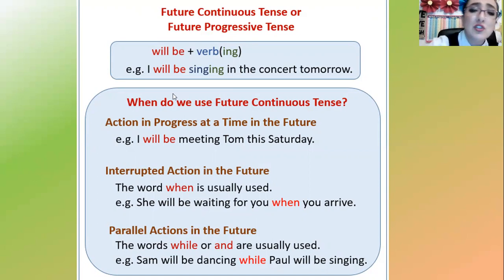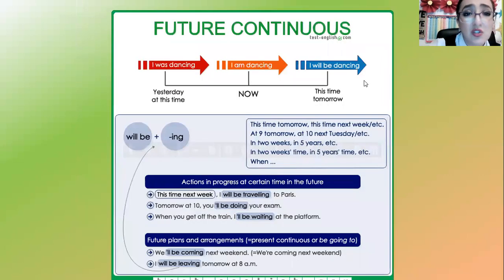When we are going to be using actions in progress at a time in the future, interrupted actions in the future or parallel actions in the future, also when you are describing an atmosphere, okay? But the grammatical structure is going to be this. I will be singing, I will not be singing, will I be singing? The same as every tense, okay? So don't worry, will is almost the same, but with some specific situations, but the grammatical structure is exactly the same.